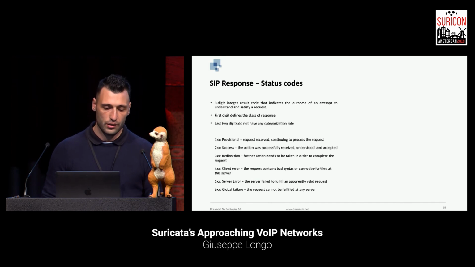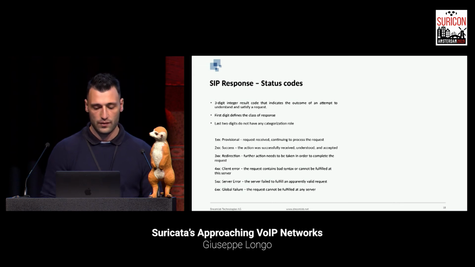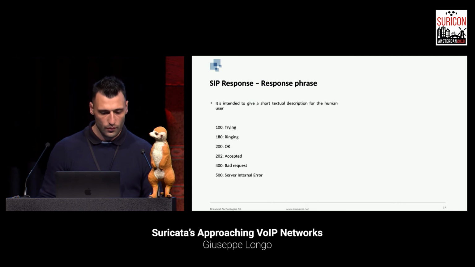Status code is a 3-digit integer result code that indicates the outcome of an attempt to understand and satisfy a request. The first digit defines the class of response, and the last 2 digits do not have any categorization role. For instance, the success category means that the action was successfully received, understood, and accepted. Instead, the reason phrase is intended to give a short textual description for the human user.